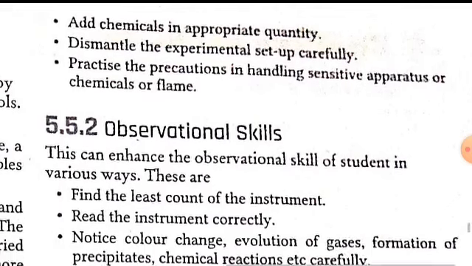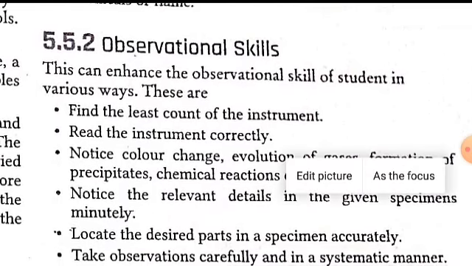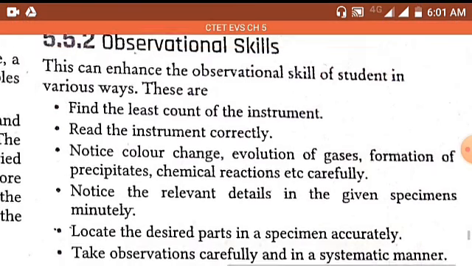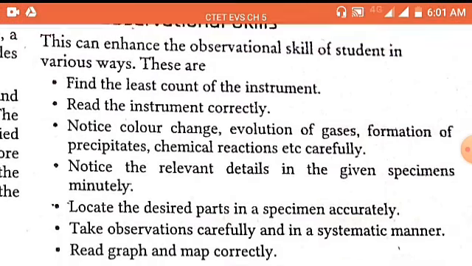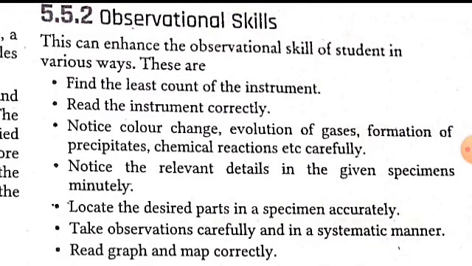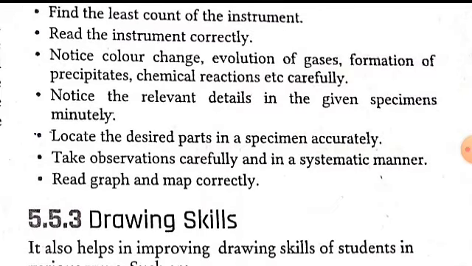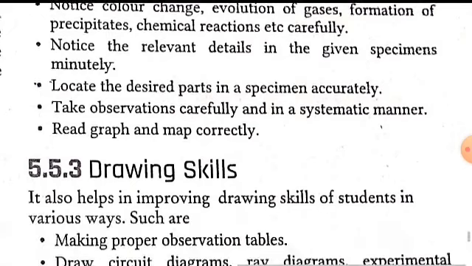Now, the observational skills. This can enhance the observational skill of a student in various ways. These are: find the least count of the instrument, read the instrument correctly, notice color change, evolution of gases, formation of precipitates, chemical reaction, etc. carefully, notice the relevant details in a given specimen minutely, locate the desired part in a specimen accurately, and after that take observations carefully and in a systematic manner, and then lastly read the graphs and maps correctly.